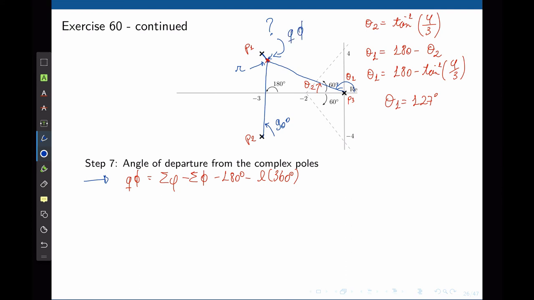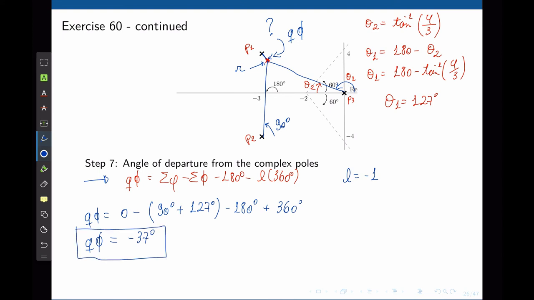So this is basically our Q phi. Q phi equals the sum of angles of all zeros, that is zero, there are no zeros in this root locus, minus the sum of all known poles with respect to a reference R, that is 90 degrees plus 127 degrees, minus 180, this comes from the theorem, and minus L times 360. This L times 360 is just a convenience, a way to get entire numbers that never exceed 360 degrees. So we can set L to any integer, such as 0, 1, negative 1, 2, or negative 2. For convenience, in this case, I'm going to set L to negative 1. So this is plus 360, which means that the departure angle here is negative 37 degrees.